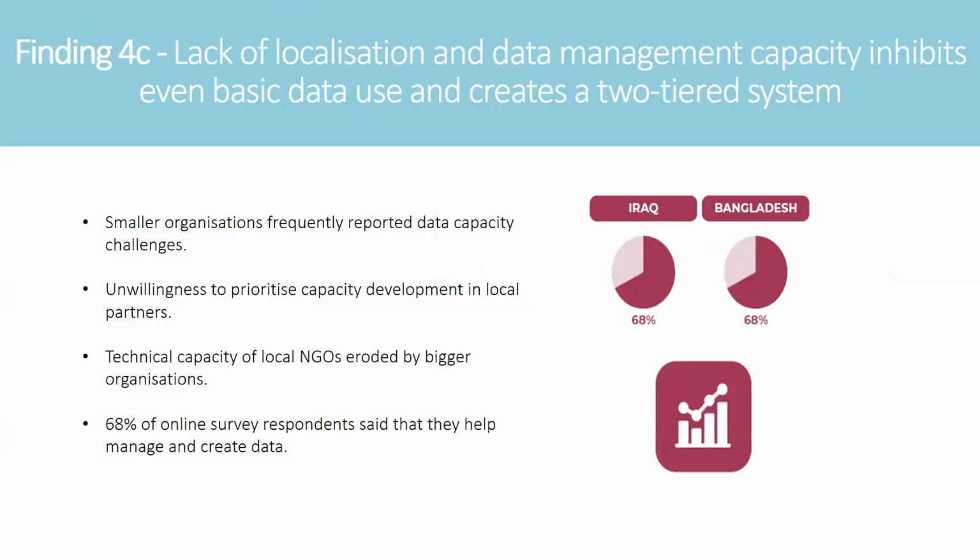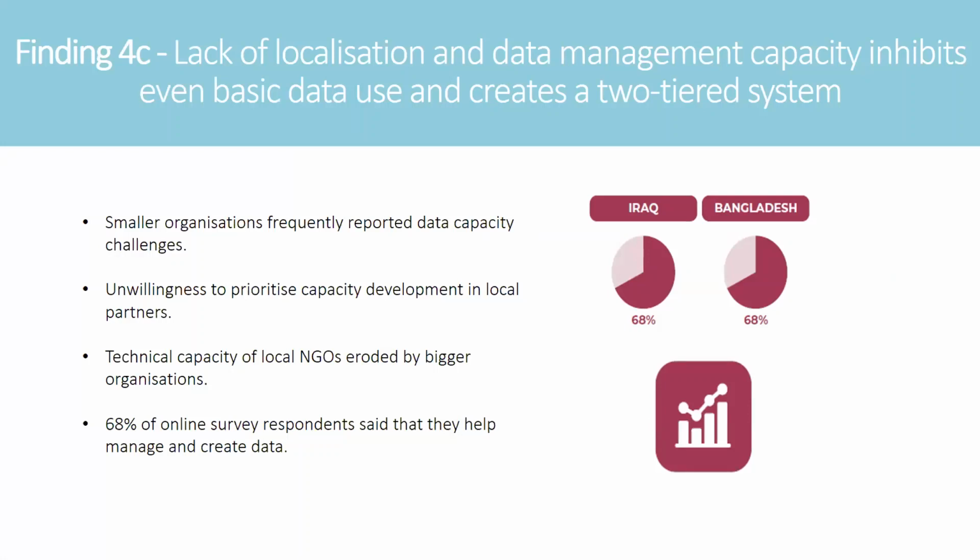So this brings us to our last finding of the 4 reports, which is that a lack of localization and data management capacity is inhibiting even basic data use and creating a 2-tiered system. In both countries, we found that while data production and analysis capacity within larger INGOs, UN agencies and donors was mostly sufficient, it was smaller organisations, particularly local NGOs, that were more frequently reporting capacity challenges.